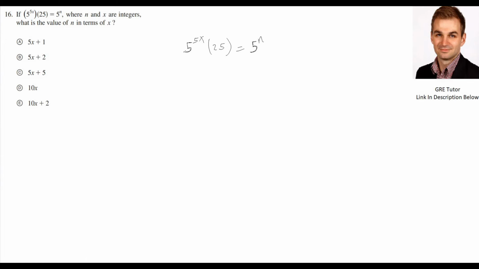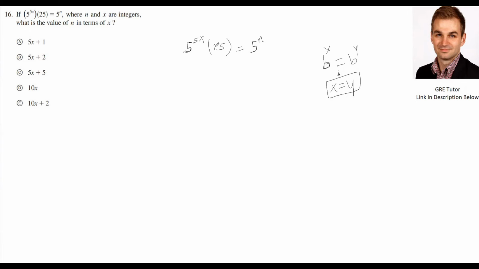Now this makes me immediately think of the property where if you have a base with some exponent, equal to a base to another exponent, and the bases are equal like this, then you can say that x is equal to y. You can just create that new equation from this. So this is what we're going to try and do here.